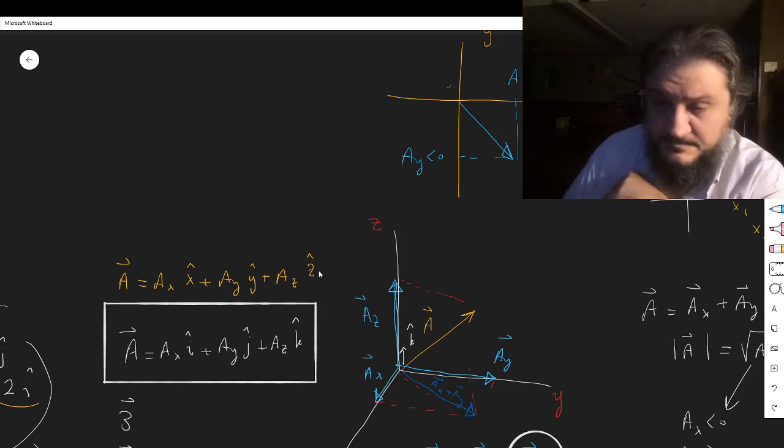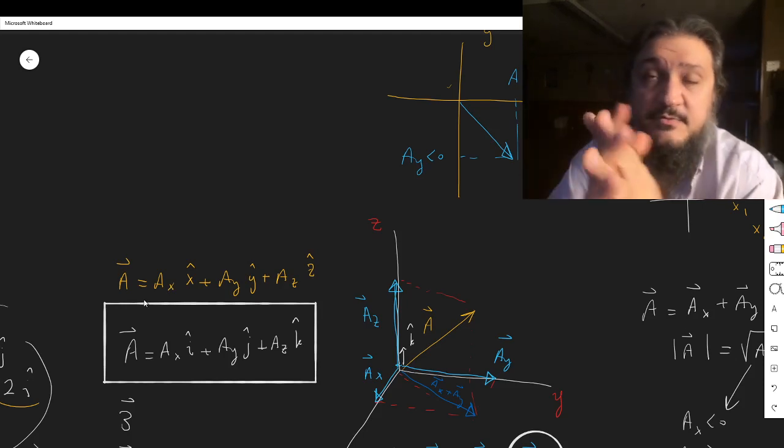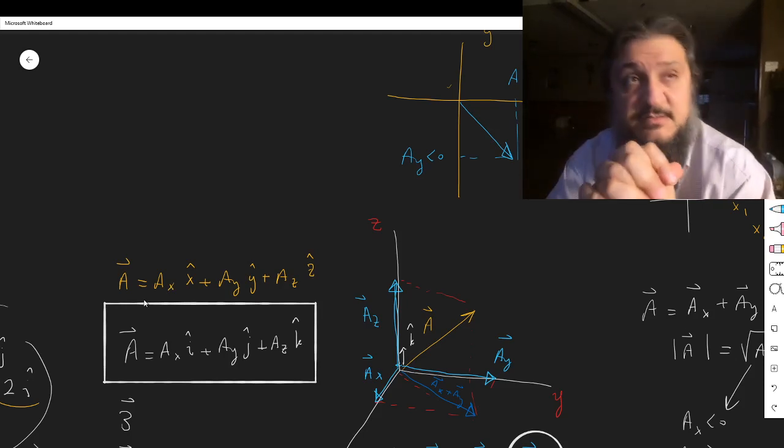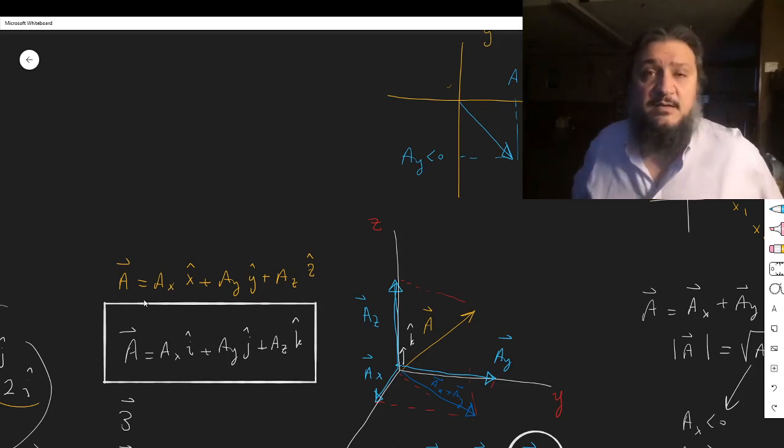Now, using this system, we can come up with a way to multiply vectors. Okay, vector multiplication. But let's leave that for another video.